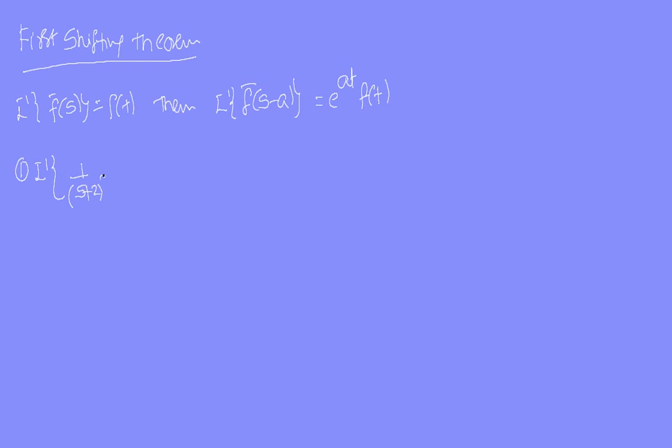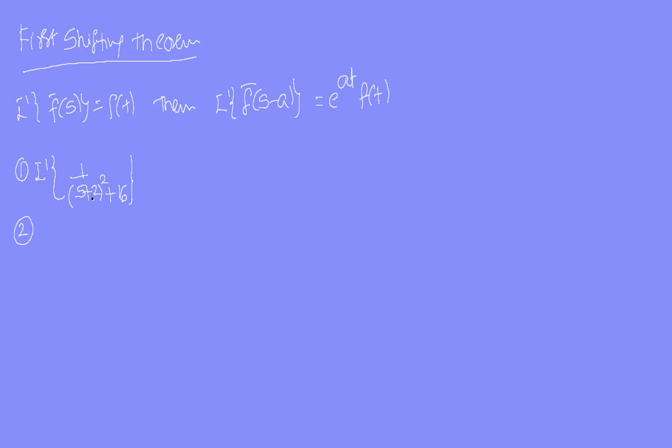Okay, the first shifting theorem says: if L inverse of f bar of s is equal to f of t, then L inverse of f bar of s minus a is equal to e power at into f of t. If you know this one, you can solve the problems. So first we will consider one problem: find the Laplace inverse of 1 by (s plus 2) whole square plus 16.